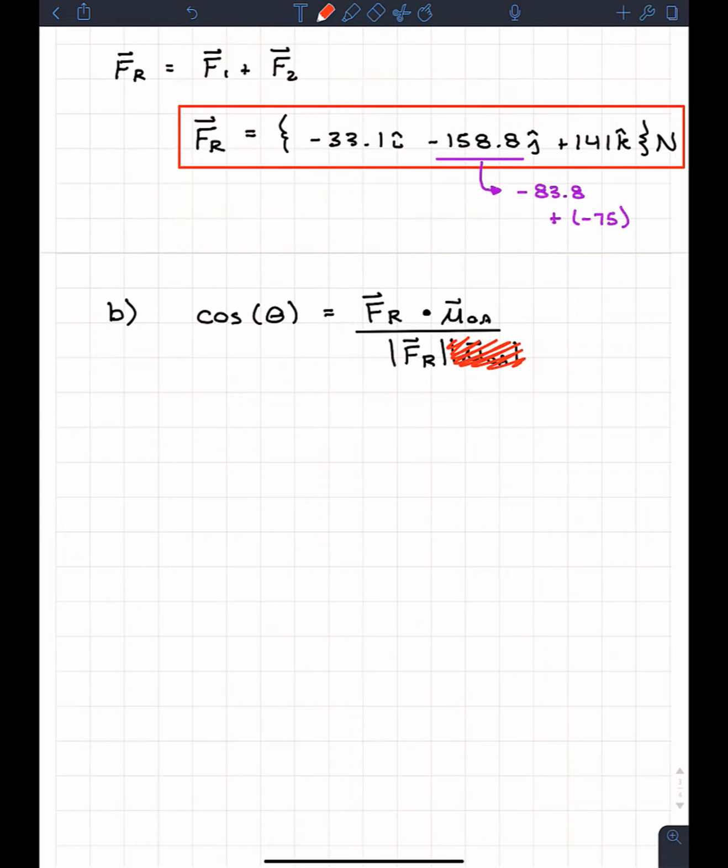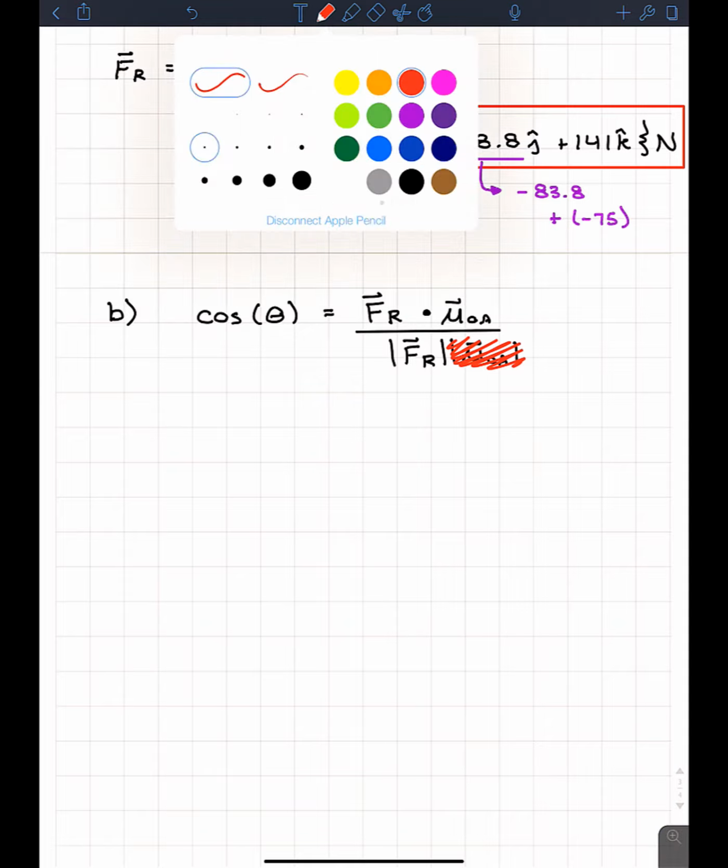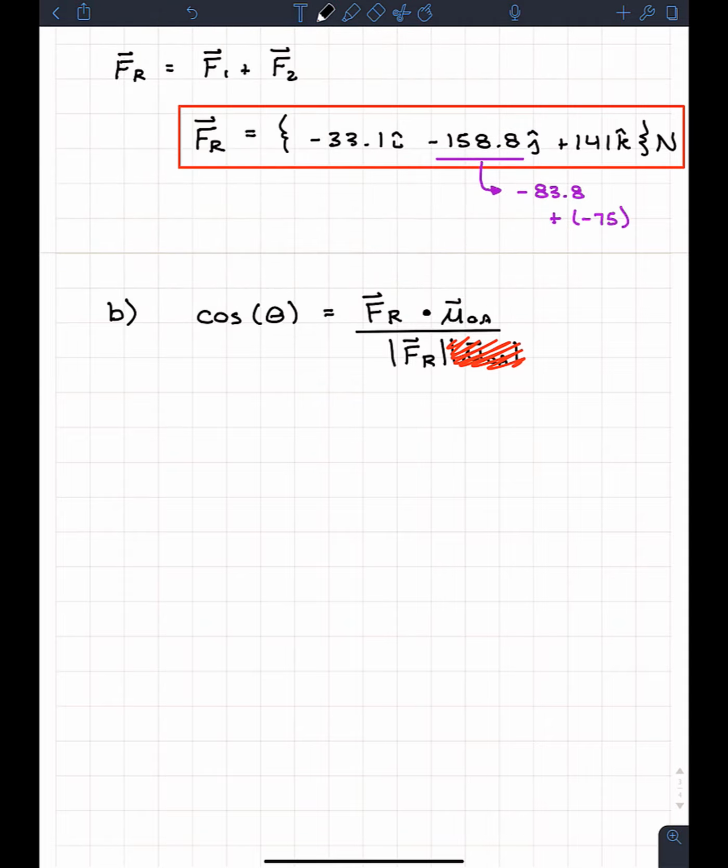I can kind of get rid of it in my equation. But remember, you're not saving yourself any work, because if you do the position vector, you're still going to need to calculate the magnitude anyway. So not saving yourself work, it's just what I'm going to do.